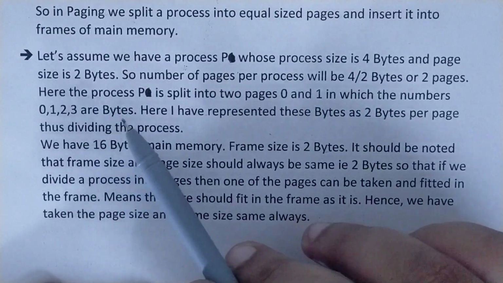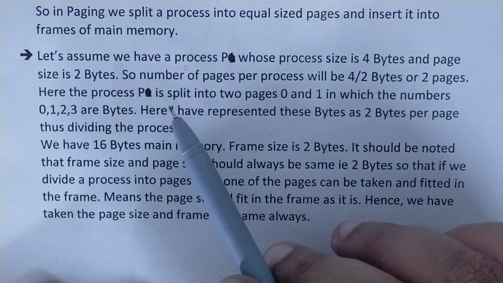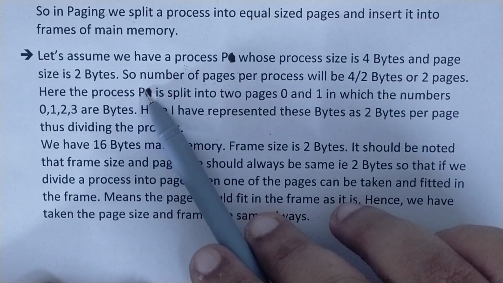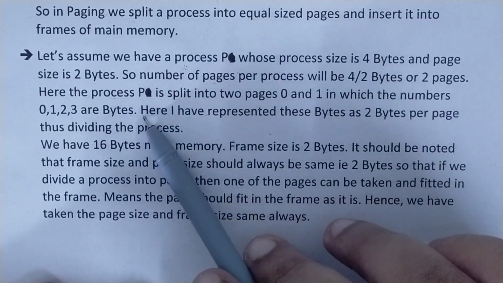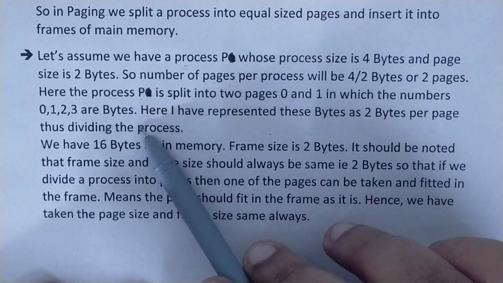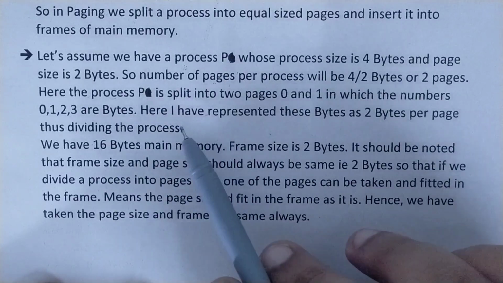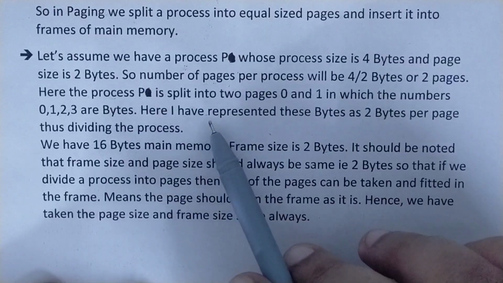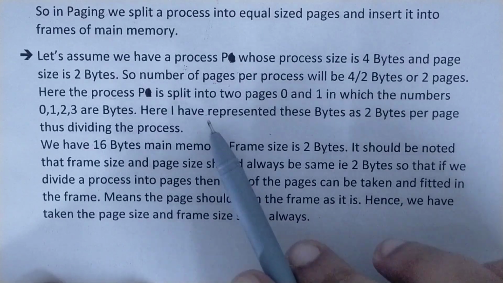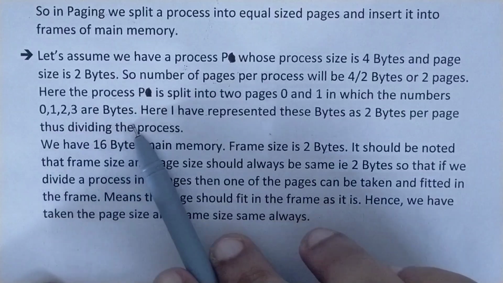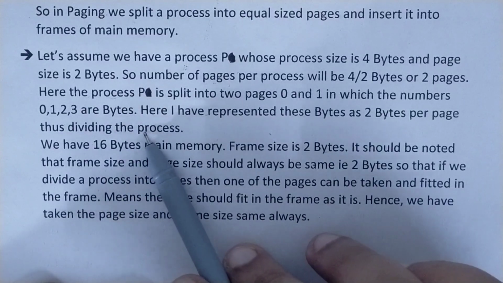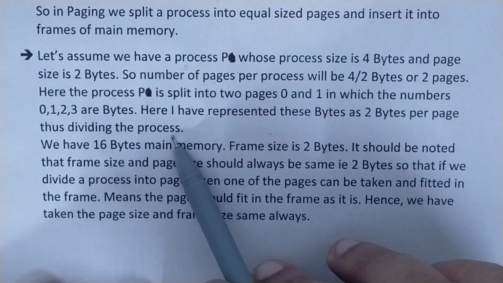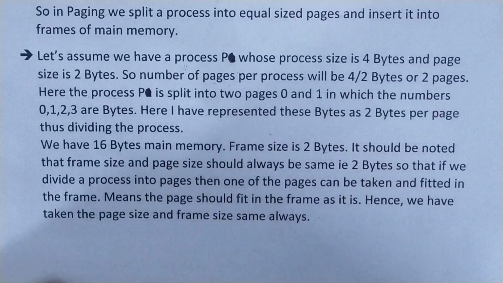In this paging technique, let's assume that we have a process P whose process size is 4 bytes and page size is 2 bytes. So total number of pages per process will be 4 divided by 2, which is equal to 2 pages. Here as you can see, process P is split into 2 pages, that is 0 and 1, in which the numbers 0, 1, 2, 3 are bytes. Thus in this paging technique we have represented these bytes as 2 bytes per page, thus dividing the process.